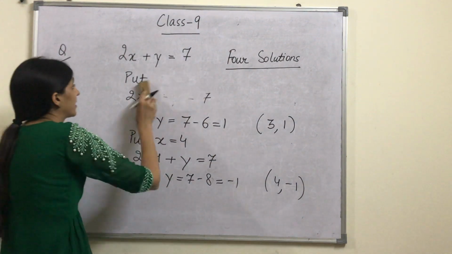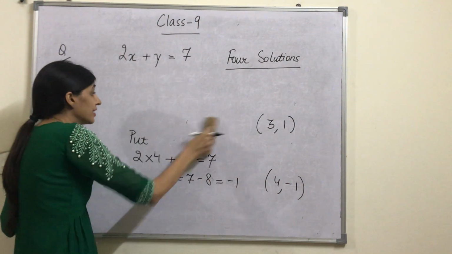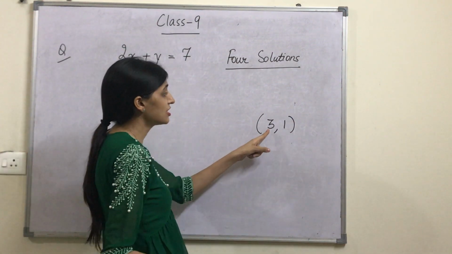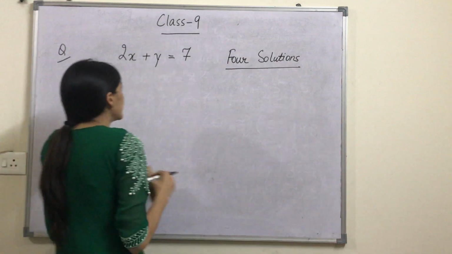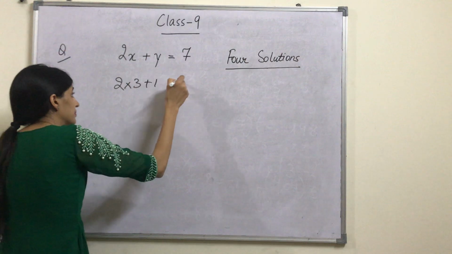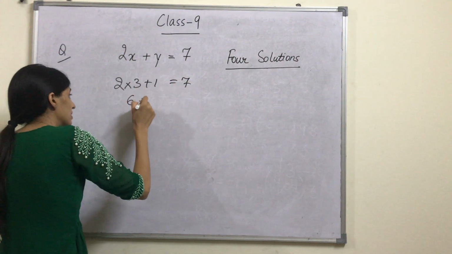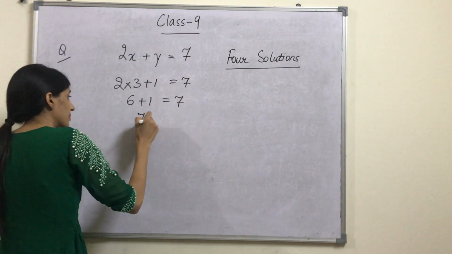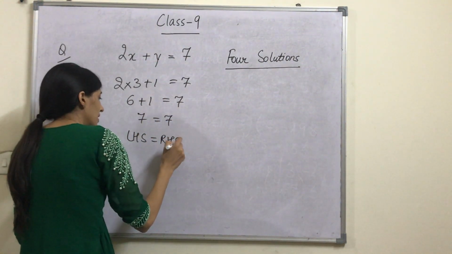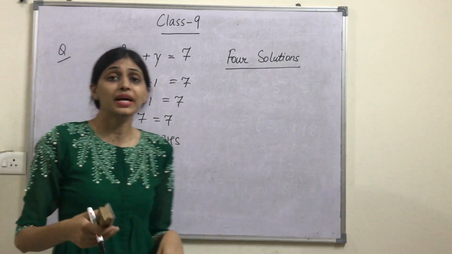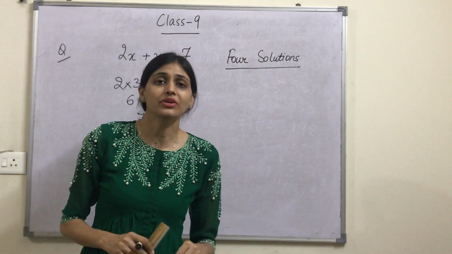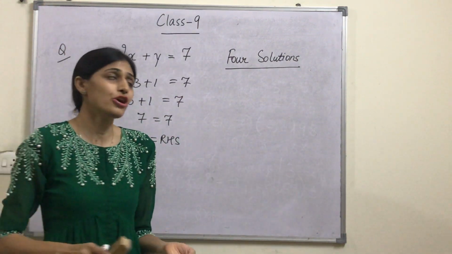If you want to check whether we are finding the solution right or not, put any solution. Suppose this is 3, this is 1. Put this solution here. 2 3s are 6. Left hand side equals right hand side. That means the solution that we have found is correct. So in this way you can also check whether we are finding the correct solution or not.